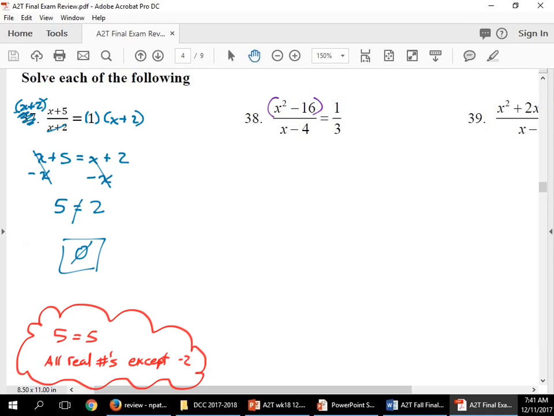I can factor the top. That's a difference of squares, people. We have x plus 4, x minus 4, over x minus 4. Look, it just canceled out. Isn't that great? That's great right there.